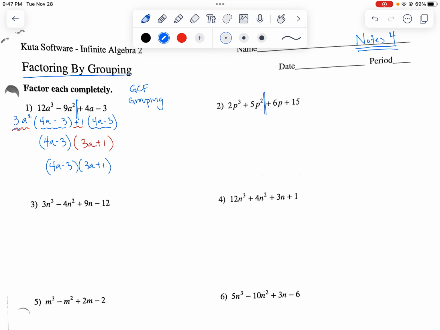All right, here's another example. On the left-hand side, I looked at this and said I can't take out a greatest common factor, so I'm going to factor out p squared, and on the inside get 2p plus 5. Now on the right-hand side, I can factor out a 3. 6 and 15 are divisible by 3, and I get 2p plus 5. Perfect. One of my factors is 2p plus 5. That's the grouping part here. The other factor is p squared plus 3. So what's inside is one factor, what's outside is another factor.